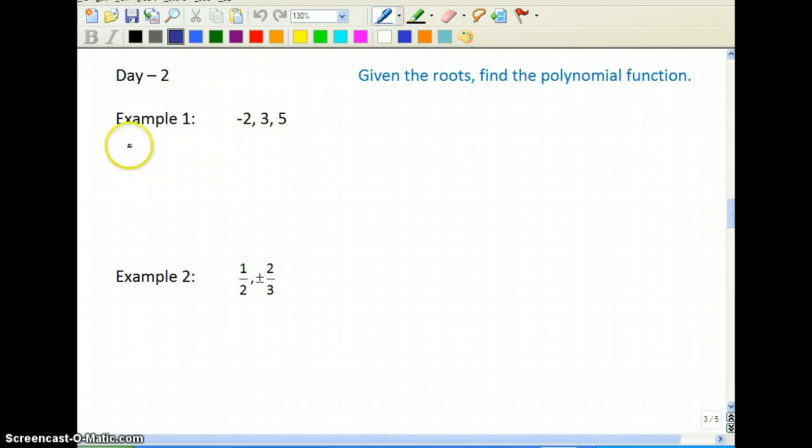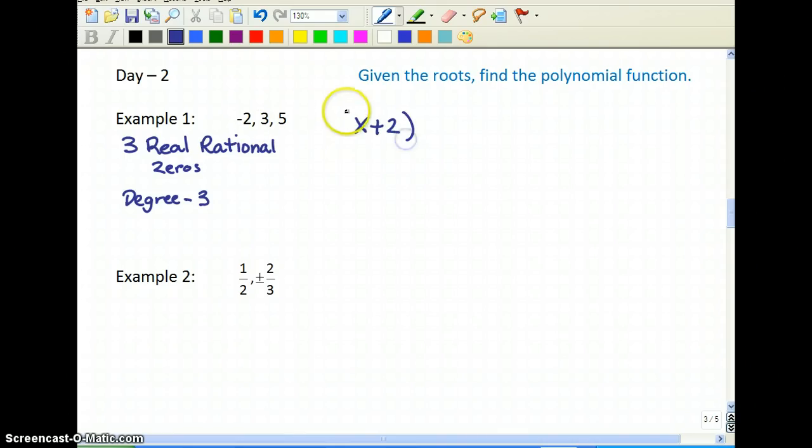They've given you 3 real zeros. And they're all pretty nice numbers, so we call those rational ones. So if it has 3 real rational zeros, we know it crosses the x-axis at -2, 3, and 5. So it has 3 zeros, means it's the degree of 3. So we should be making an x cubed problem. Well, if -2 is the zero, x plus 2 is the factor.